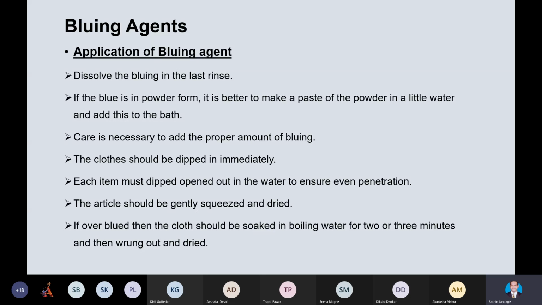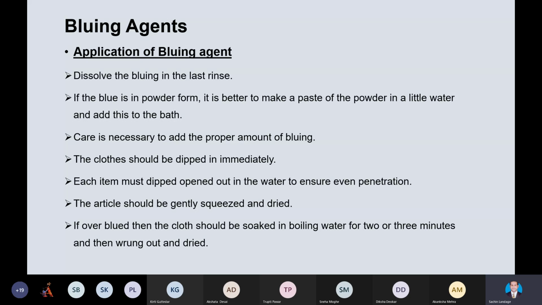Now, one problem I told you: if you are using excess bluing agent, and instead of getting a tint you get a color, what you have to do is soak the garment in boiling water for 2 to 3 minutes, so that the bluing agent comes out or leaches out. Then again we can apply it.